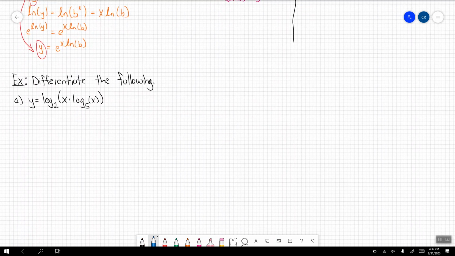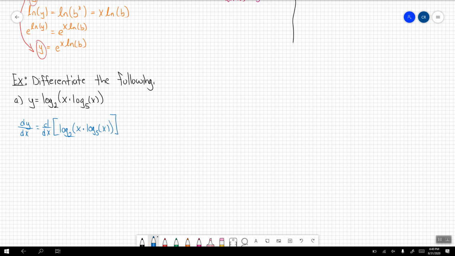All right, so let's give this a shot. We want to take the derivative here, so the derivative is going to be with respect to x, and this is going to be d/dx for the function of log base 2 of x times log base 5 of x.